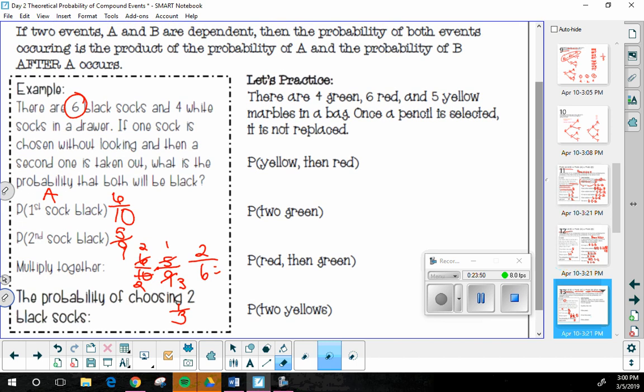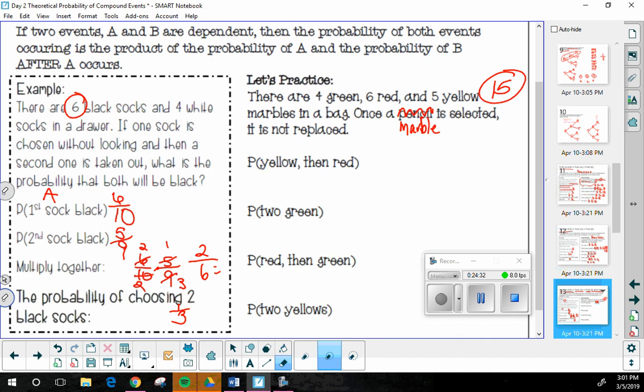All right, there are 4 green, 6 red, and 5 yellow marbles in a bag. Once a marble is selected, it is not replaced. The most important thing you can do is make sure you get the bottom number right in a problem like this. So how many marbles do you have in all? 15. And of course I spelled marble wrong, so let's fix that. All right, there's 15. Just because I know every answer depends on the fact that I counted this right, I'm going to count again. 5 plus 6 is 11, plus 4 is 15. Yes, I know for a fact it's right.